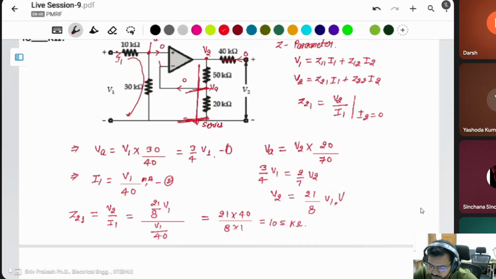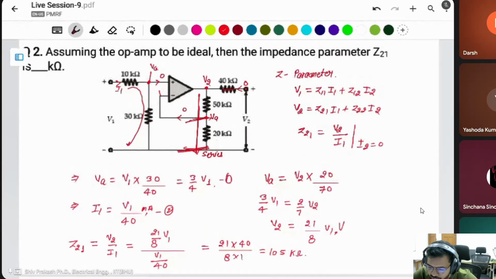Okay. Simply, to find the parameters, write the first equations. These two equations are the Z parameters, and simply focus on what is being asked in the question. Z21 is mainly V2 by I1 when I2 is 0. Then apply everything according to the question.